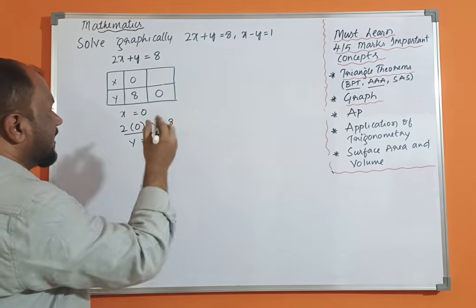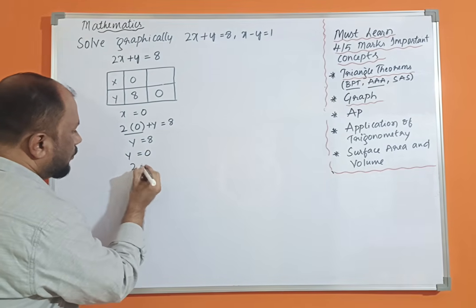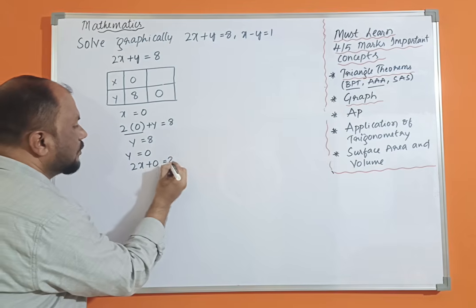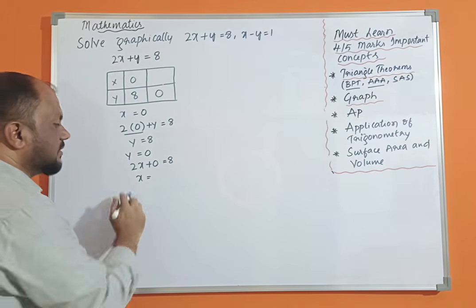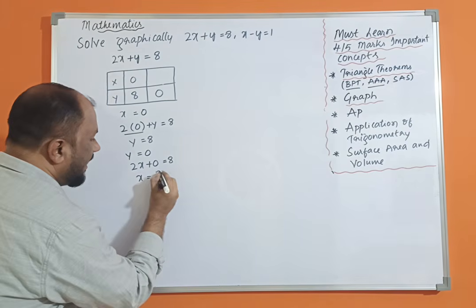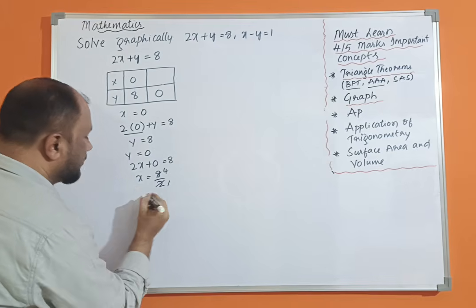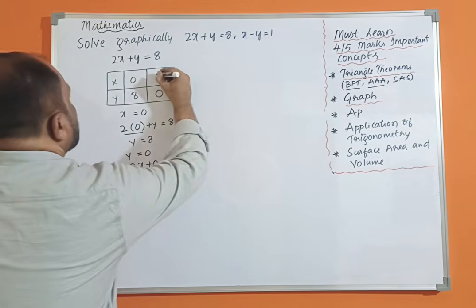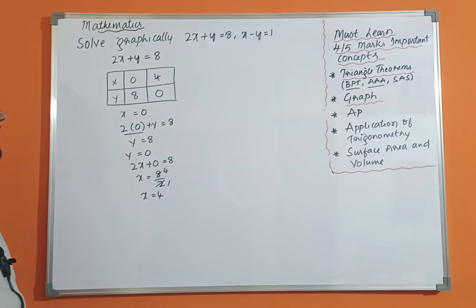The second case, y is equal to 0. 2x plus 0 is equal to 8. So then 2x plus 0 is 2x, x is equal to 8 divided by 2. 2 one time, 2 4 times. So the x value is how much? 4. If x is 0, y is 8. If y is 0, x is 4.